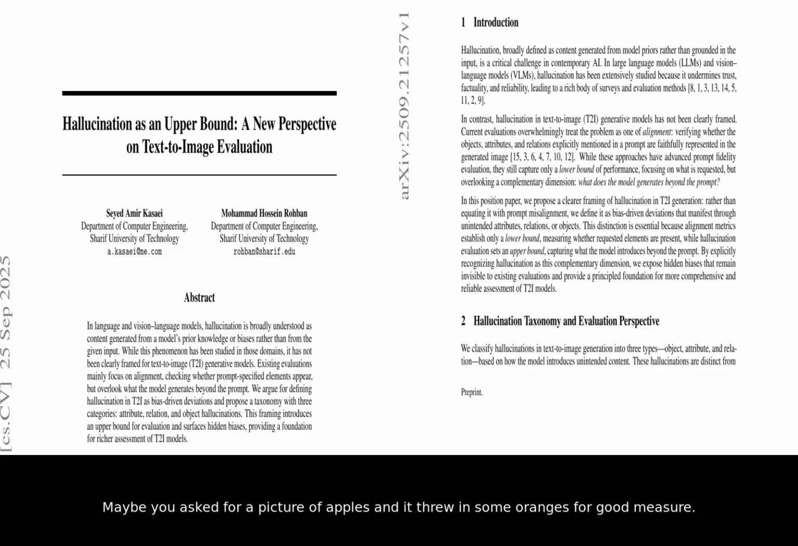Have you ever used an AI image generator and gotten something a little extra? Maybe you asked for a picture of apples and it threw in some oranges for good measure. A new research paper explores this exact phenomenon, calling it hallucination.